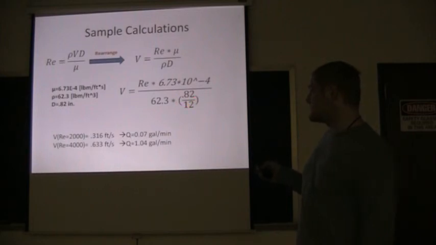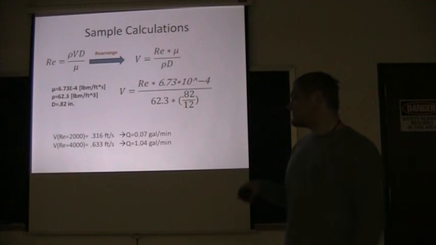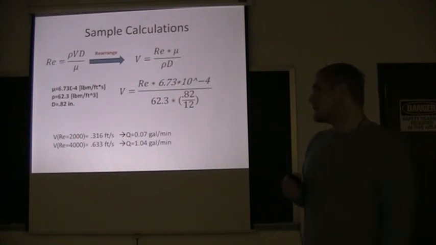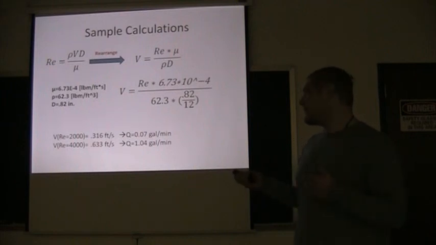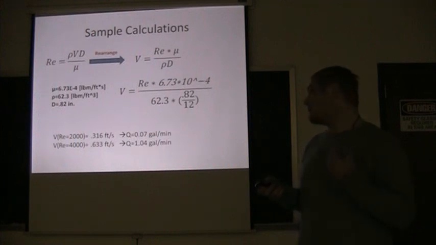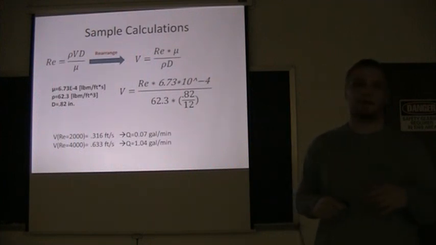I did convert everything to feet and pound mass, but I got the velocity to be 0.316 feet per second for a Reynolds number of 2,000, and then I got the velocity to be 0.63 feet per second for the minimum turbulent, which if you convert it over and you use Q equals VA, you're able to get the gallons per minute that would be going into it. And I got 0.07 gallons per minute for the maximum laminar flow, and I got approximately 1 gallon per minute for minimum turbulent flow. We can double check these as the experiment goes on.